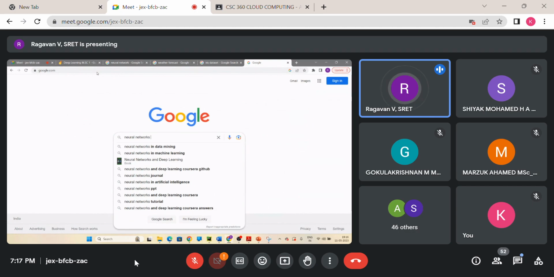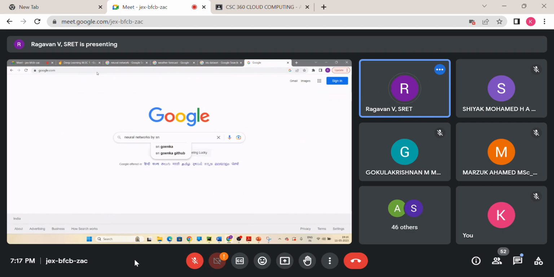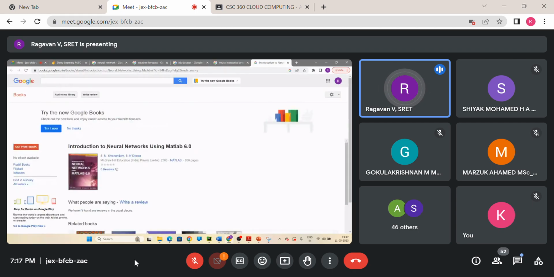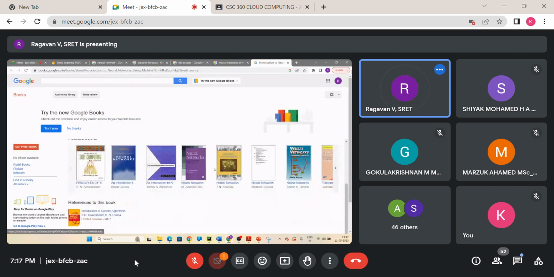Neural Networks by Sivanandam. There is another author, Sivanandam. So this is the book, Introduction to Neural Network.